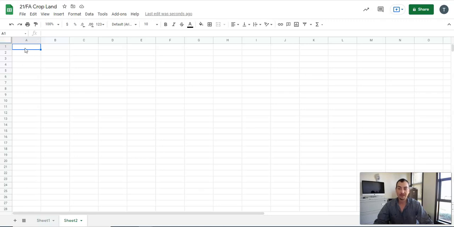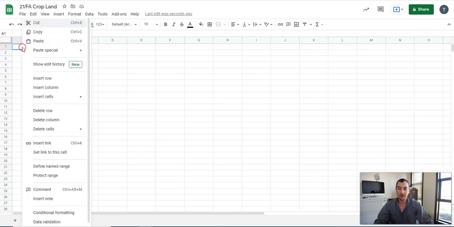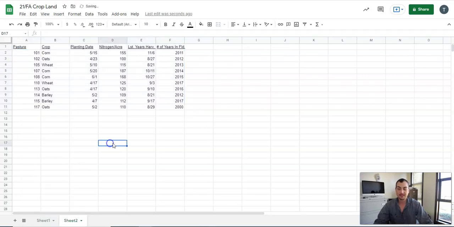So with that cell highlighted, I'm going to right click and I'm just going to say paste. Or as you can see, I could have used the hotkey Control V. So I say paste. So now I've got my raw data here, and now I can start actually manipulating it and doing some different things with it.